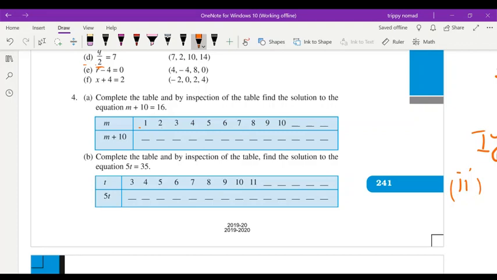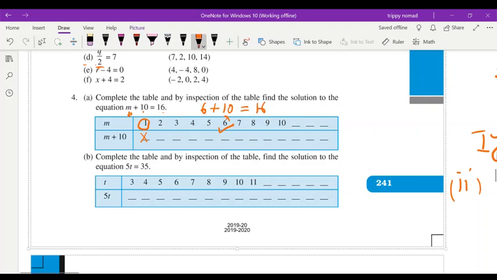If I put the value of m here as 1, what do we get? 1 plus 10 is equal to 11, not 16. It is not possible. Okay? Then complete the table by inspection of the table. Find the solution. We have to find the solution. So what do we add to 10 so that we get 16? Obviously it is understood. You will add 6. So what will be the solution? 6 plus 10 is equal to 16.